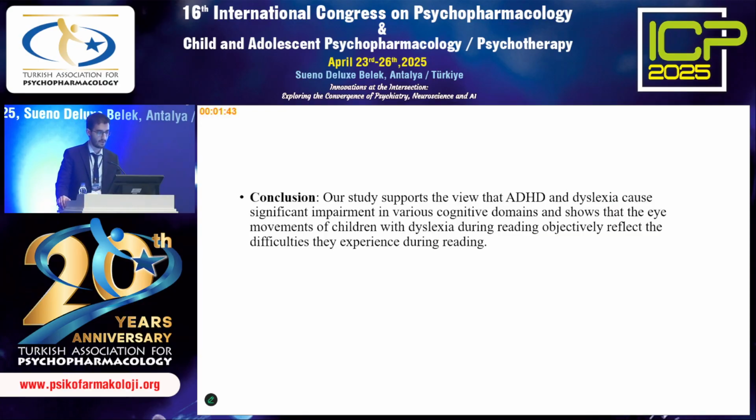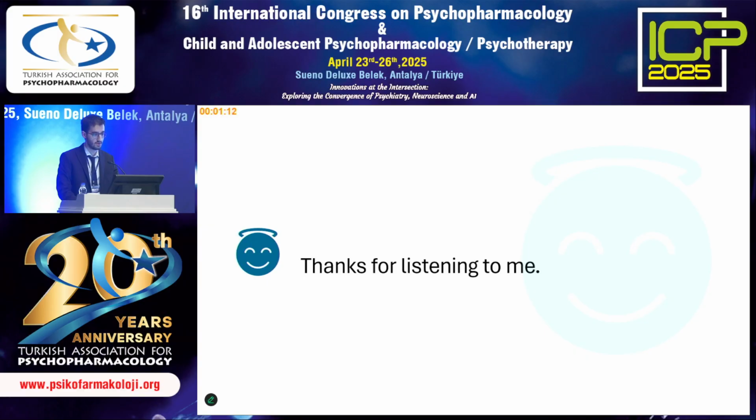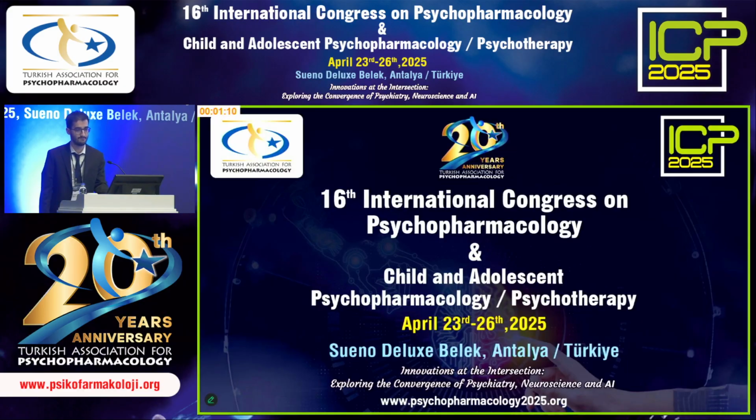So as a conclusion, our study supports the view that ADHD and dyslexia cause significant impairment in various cognitive domains and shows that the eye movements of children with dyslexia during reading objectively reflect the difficulties they experience during reading. So the eye tracking movements in dyslexia have the potential to be an important component in that sense. So this was my presentation. Thank you very much.